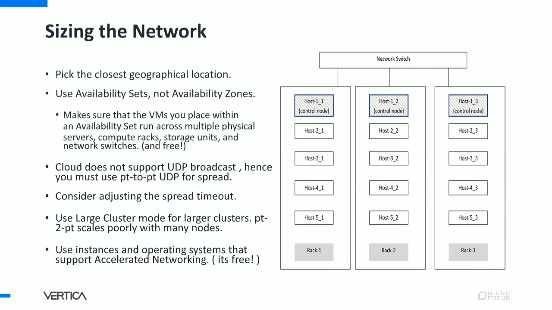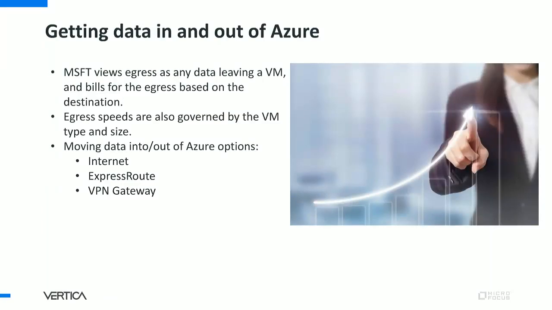If you're deploying a large cluster into Azure, more than 20 nodes, use large cluster mode, as point-to-point for spread doesn't really scale well with a lot of Vertica nodes. And finally, pick VM types and operating systems that support accelerated networking. The difference in the node-to-node speeds can be very dramatic.